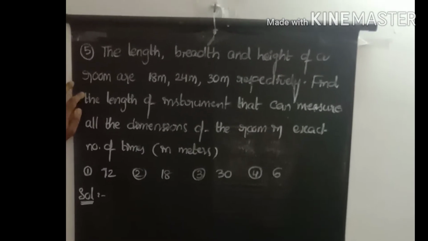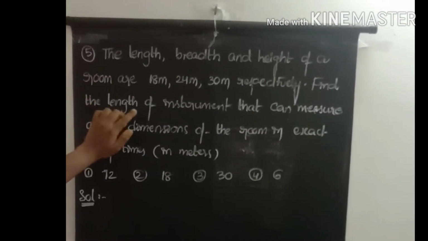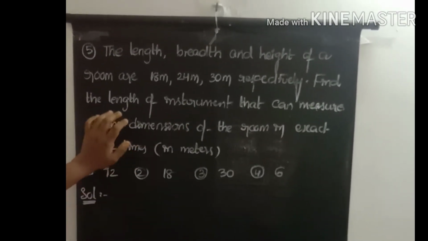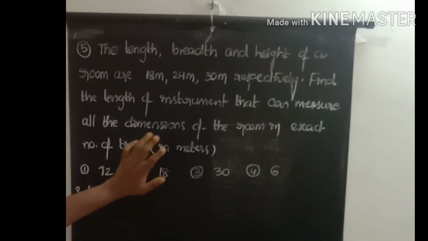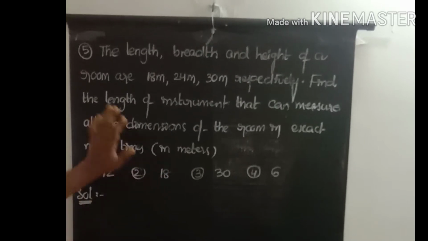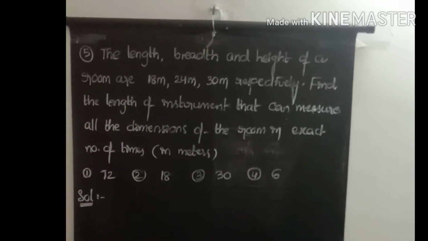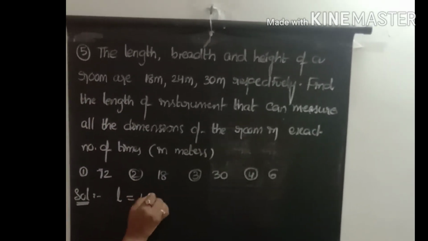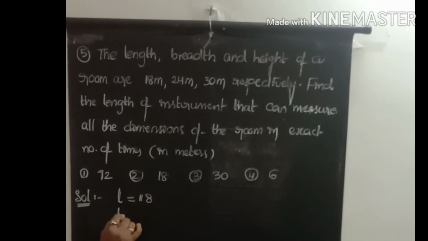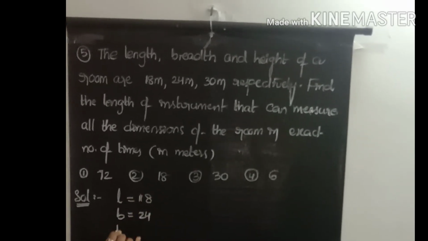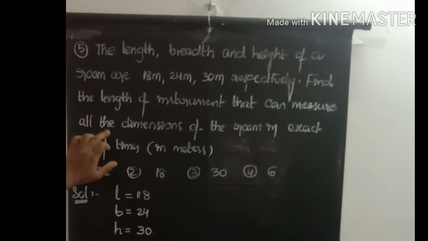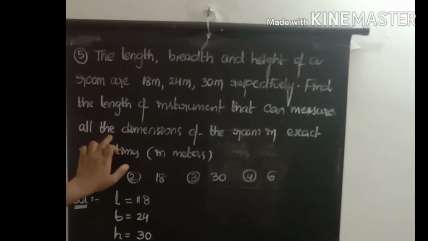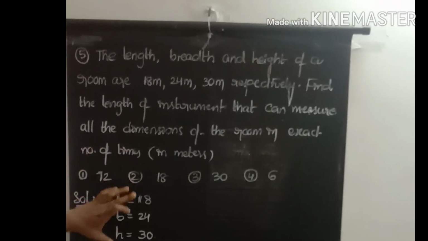The length, breadth and height of a room are 18 meter, 24 meter, 30 meter respectively. Find the length of the instrument that can measure all the dimensions of the room in exact number of times. Length, breadth and height are given. So length is equal to 18, breadth is equal to 24 and height is equal to 30. These are the measurements of the room. Then what is the length of the instrument that can measure all the dimensions in exact number of times?